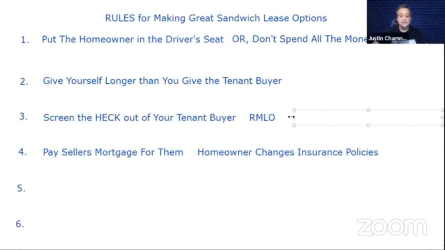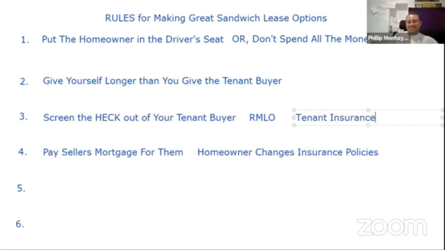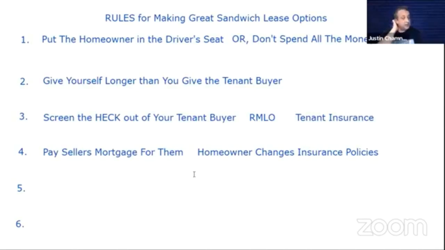Now look at me, dude. Okay. So, yeah, screen the heck out of your tenant buyer. You need to get them in touch with like Rocket Mortgage or somebody, and then they also have to have tenant insurance. Pay seller's mortgage for them. Homeowner changes insurance policies. Okay, are we all kind of clear on that?